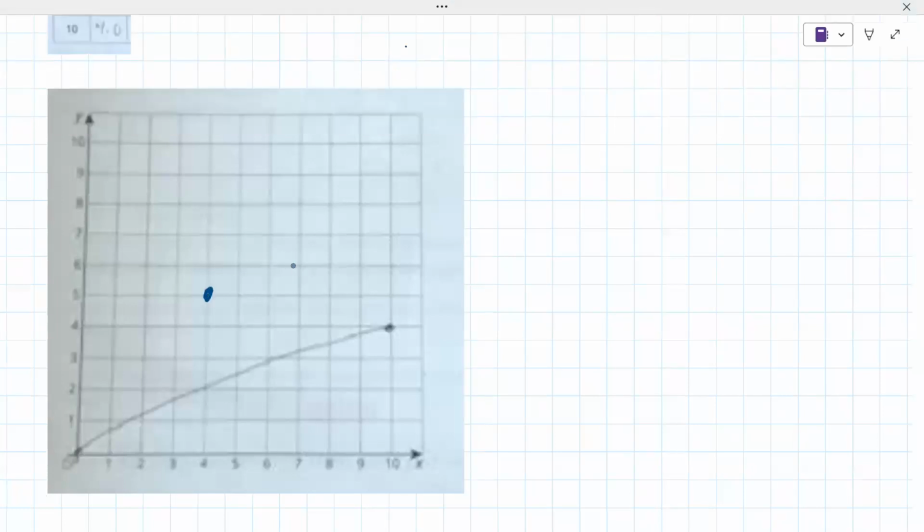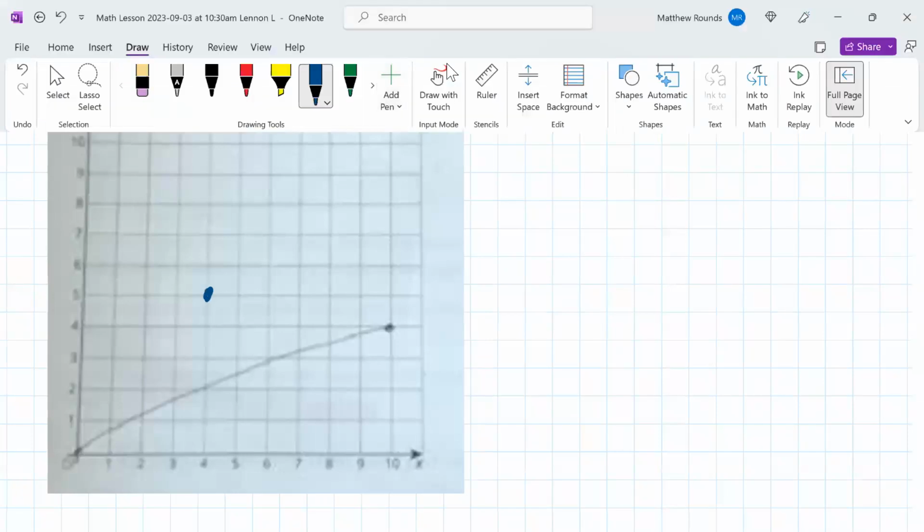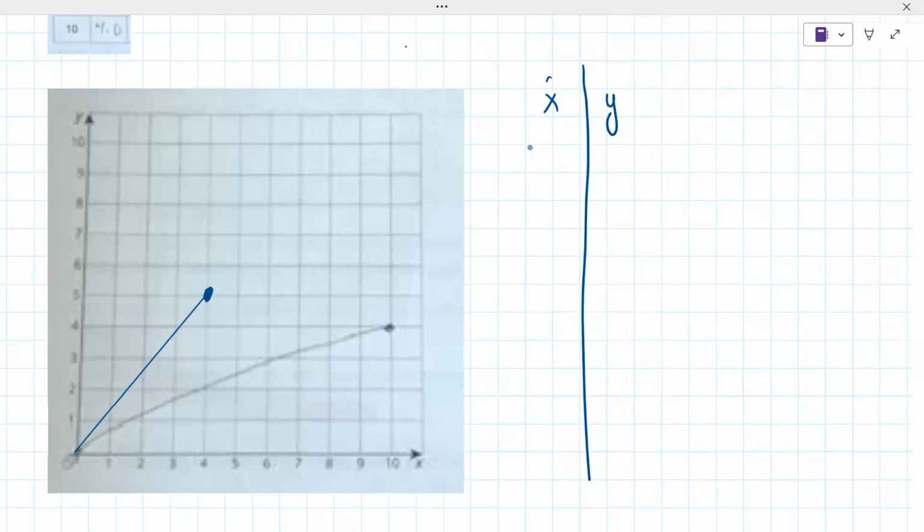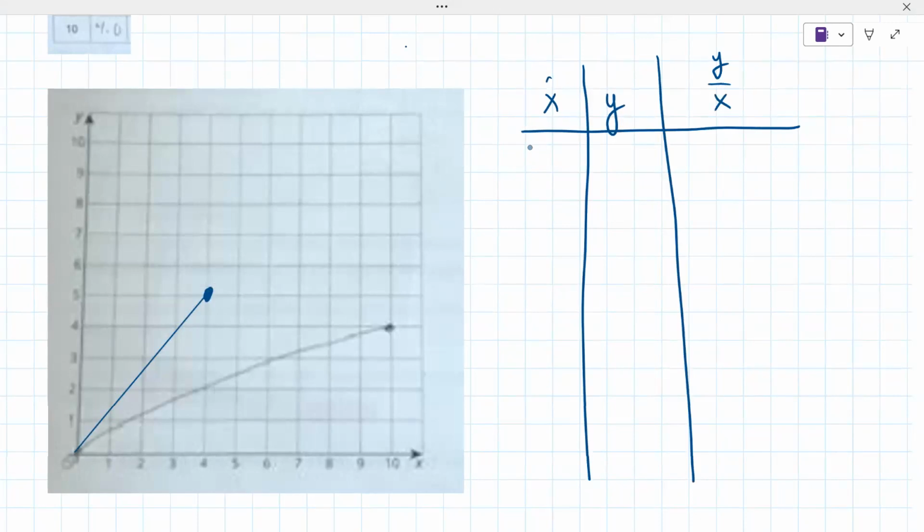Oh, why is it doing that? 4, 5. And then I'll grab a line here. Got the advantage of some technology here. There's our line. It doesn't really snap right there. Okay. So now let's make a little table. Let's go X, Y, and then we'll do the ratio of Y over X. Okay, so when X is 1, well, we'll start at the origin. 0, 0, that's undefined. At 1, what would you estimate that Y value to be?